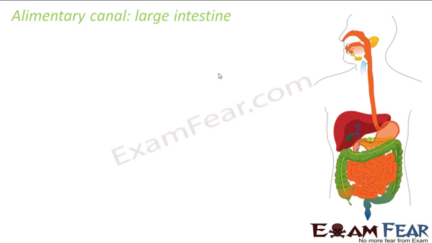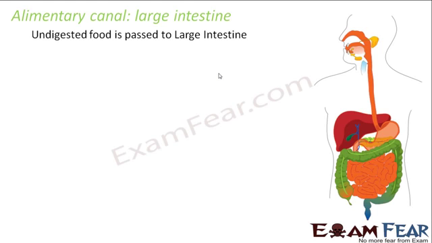Next we will talk about the large intestine, which is the last part of the alimentary canal. Undigested food is passed to the large intestine. So far we saw that the digestion of food was done in the stomach and the remaining digestion was done in the duodenum of the small intestine. Absorption was also done in the jejunum and ileum of the small intestine. So now what is left is the undigested food. So what will happen to the undigested food? It will be passed to the large intestine.